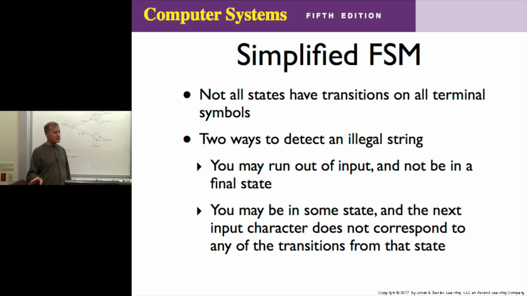So in a simplified finite state machine, not all states have transitions on all terminal symbols. So now there's two ways to detect an illegal string. The way that we did it before, you may run out of input and not be in a final state. In that case, you have proved that it's invalid. But on the other hand, you may be in some state and the next input character does not correspond to any of the transitions from that state. In that case, then you know it's invalid right away.